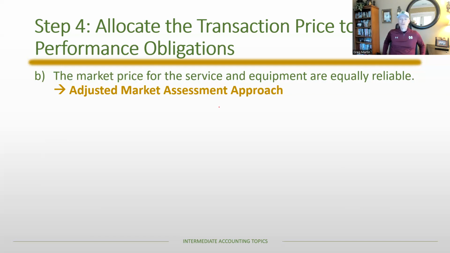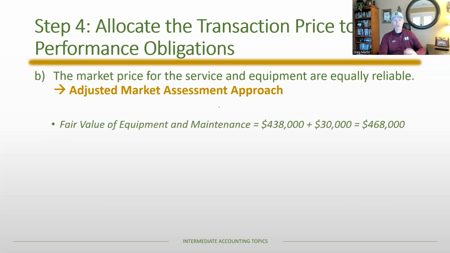So the market price for the service and the equipment are equally reliable, or this would be a situation where I have standalone pricing for both. If I have standalone pricing for both, or a reliable estimate of both, then I would use what's called the adjusted market assessment approach. The way we do that is we look at the fair value of both, or the standalone pricing of both. The fair value of the equipment and the maintenance is $438,000 and $30,000, which means the total fair value is $468,000. And if these were standalone prices, we would say the total standalone pricing is $468,000.